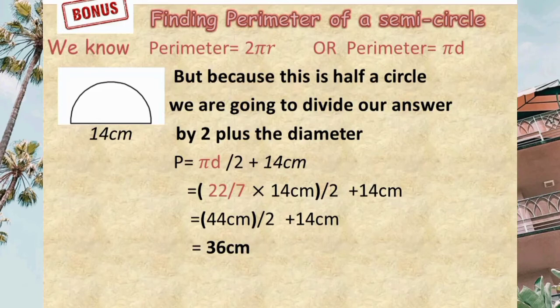Now let's just do a quick recap of our working. So first we put our pi 22/7 and our diameter 14 centimeters into brackets. And then we divided this by 2. 44 divided by 2 gave us 22 centimeters. 22 plus 14 then gave us our perimeter of 36 centimeters.